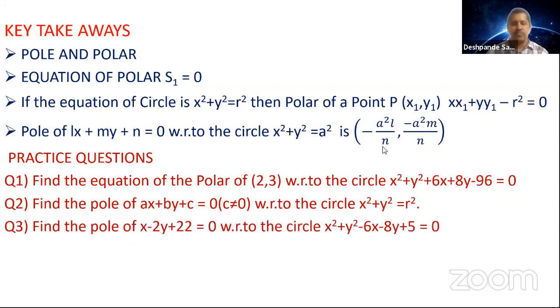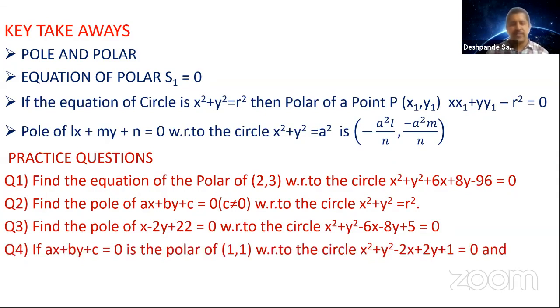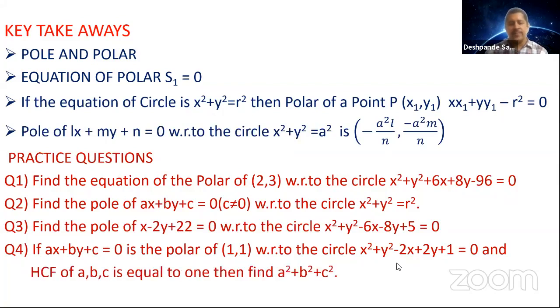Likewise, the y value. Then find the pole of x minus 2y plus 22 is equal to 0 with respect to the circle. The last problem we discussed, same way. Now here, if ax plus by plus c is equal to 0 is the polar of the point 1, 1 with respect to the circle, and the highest common factor of a, b, c is equal to 1, then find the value of a square plus b square plus c square.